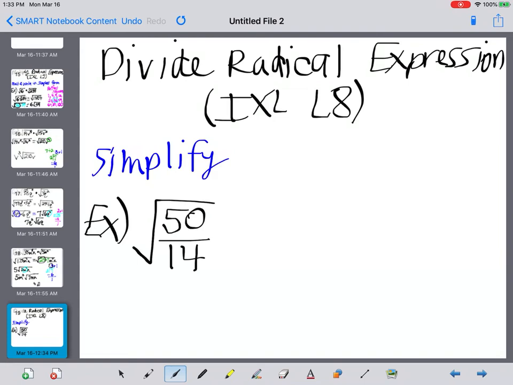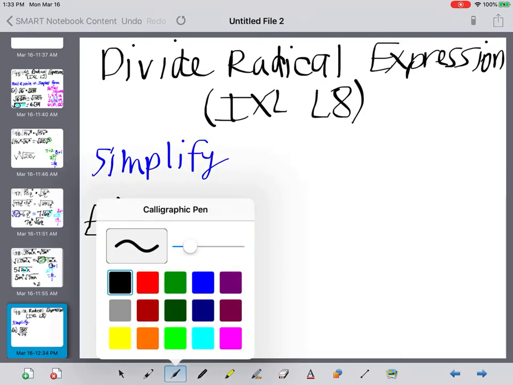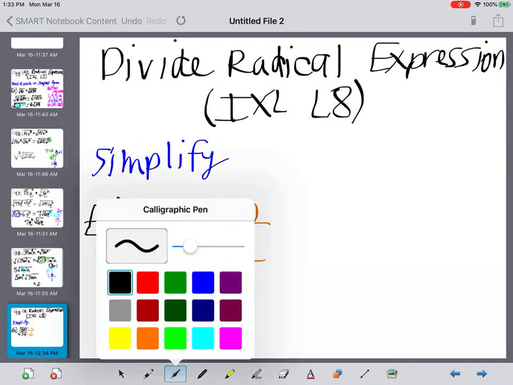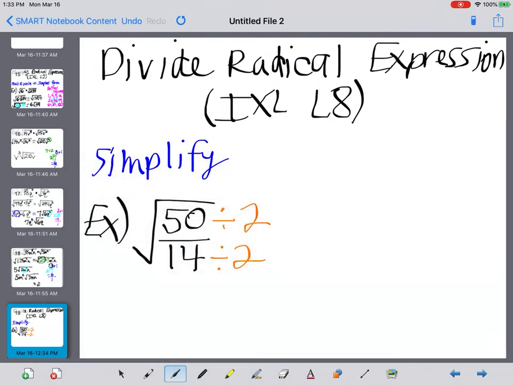There are several different ways you can do it, but the thing that I think is easiest is actually to simplify before you start anything else. Before you even mess with the radicals, I know that 50 and 14 both will divide by a common factor. If I divide these by 2, they're both even numbers, then I'm going to end up with the square root of 25 over the square root of 7.